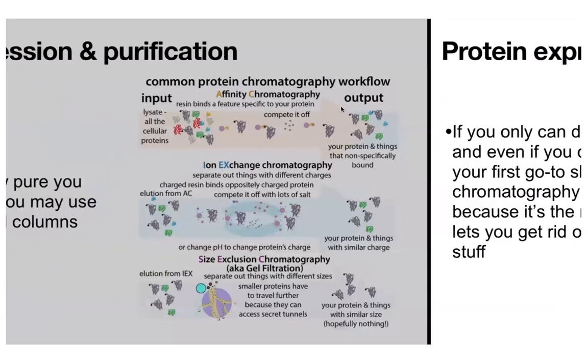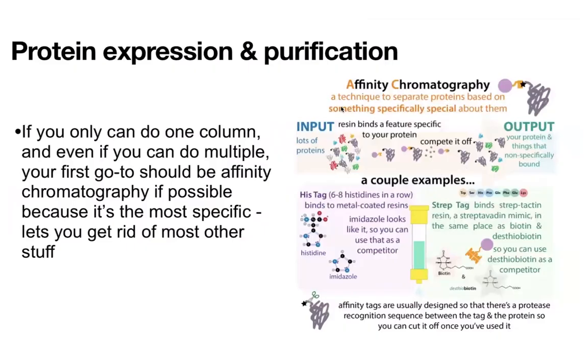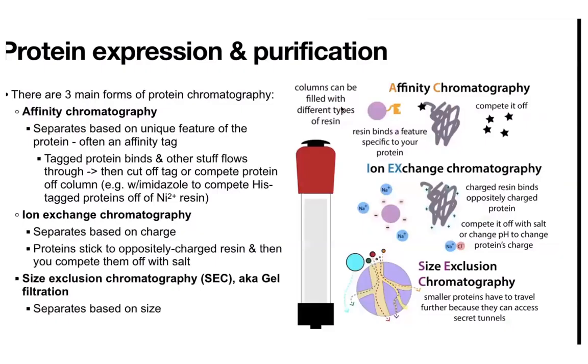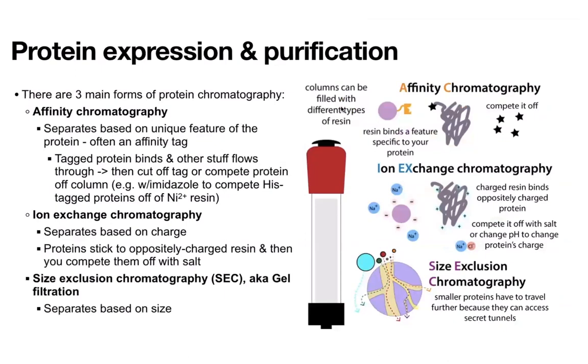So with affinity chromatography, your protein is going to bind based on some specific feature, such as having a his tag that complements the nickel on the nickel NTA resin, or a strep tag that will bind to the streptactin resin. So you have some unique feature, and this could be an affinity tag, and it often is, but it could also just be some natural property of the protein, such as using a lectin column if you have a protein that's glycosylated.